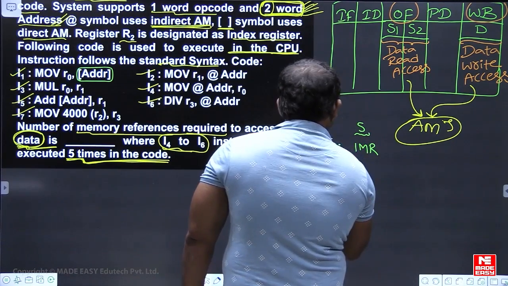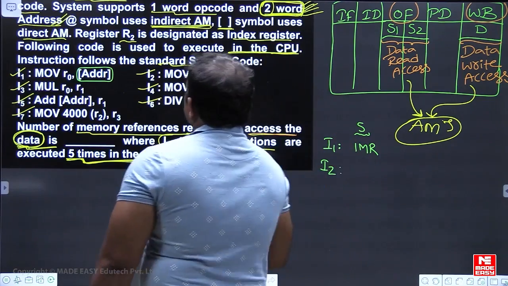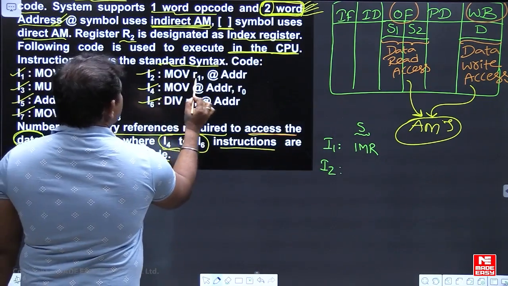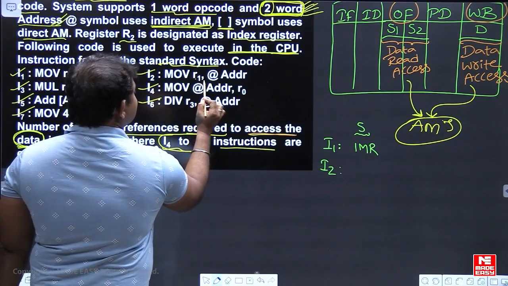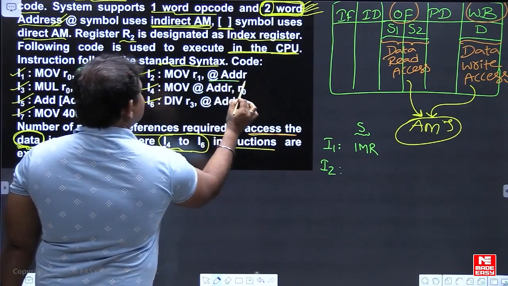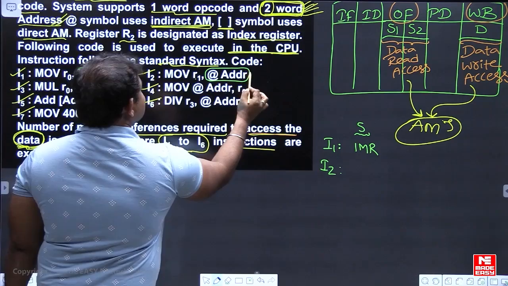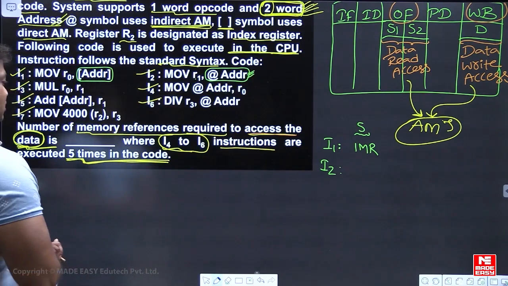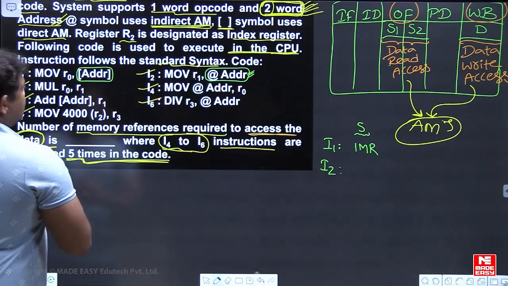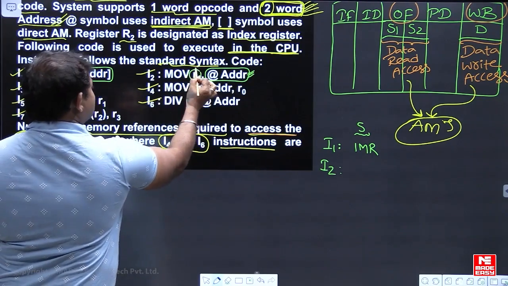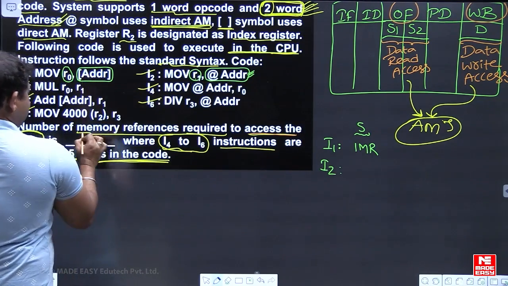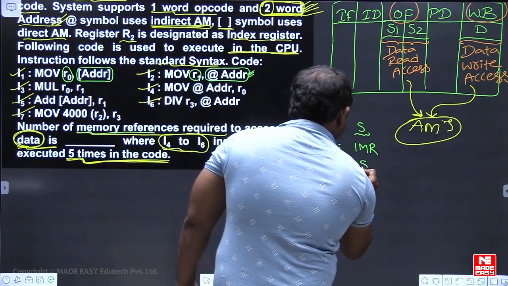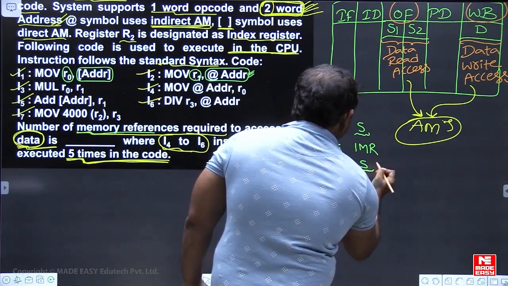Now instruction 2. Move R1, the destination is a register reference. The at-the-rate symbol indicates indirect addressing mode. Destination is register addressing, so no memory reference is required. We want memory references, so for I2 the source is the point.